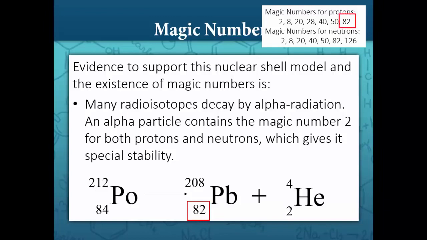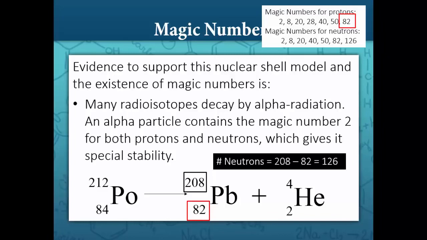The number of neutrons can be determined by subtracting the atomic number from the mass number. 208 minus 82 is equal to 126 neutrons, which is a magic number. Therefore, we would expect lead-208 to be stable and to not undergo radioactive decay.